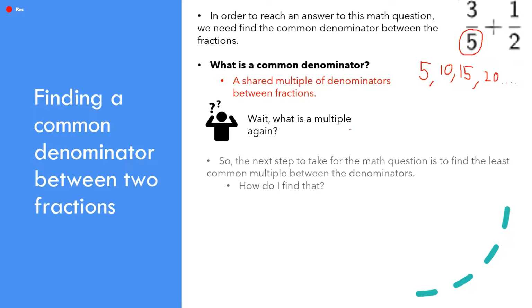So that's a multiple. But the next step to take for the math equation that we have up here is to find the least common multiple between the denominators. How do I find that? So we have the multiples of 5 listed here.